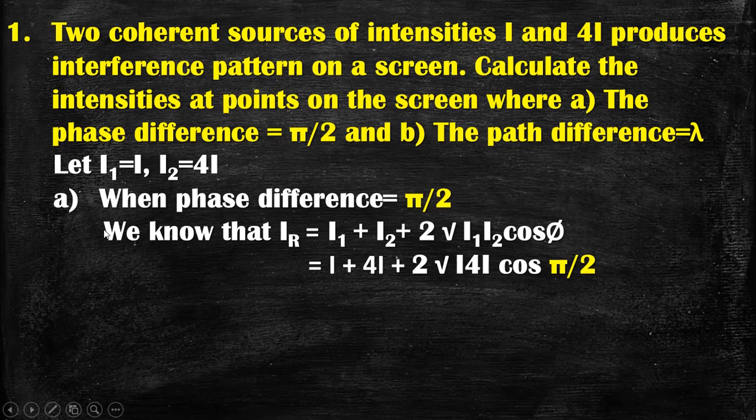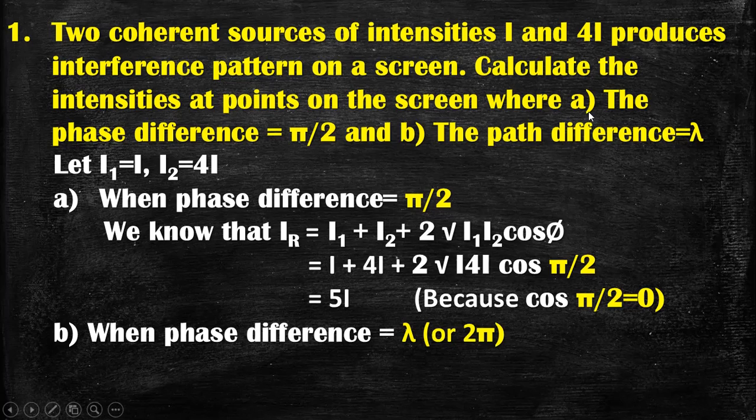The given values are: in place of I1 put I, in place of I2 put 4I. So IR equals I plus 4I plus 2 root of I into 4I into cos pi by 2. Cos pi by 2 is 0. In this way, this whole term gets eliminated, because 2 root I into 4I into 0 equals 0, leaving only I plus 4I, which equals 5I. This is the answer for A.